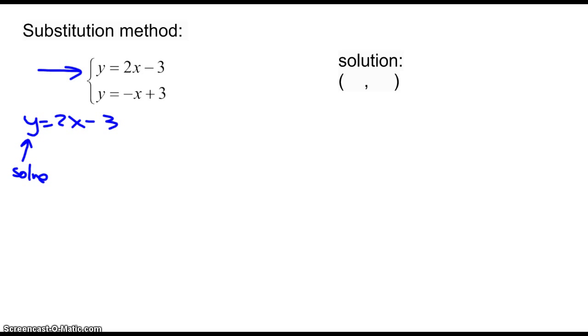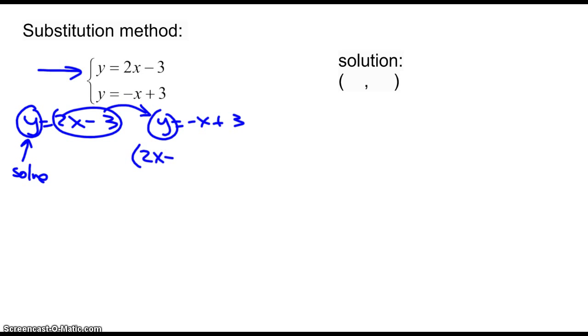That's convenient. So what we're going to do then is take the second equation, and wherever I see a y, I'm going to substitute in what the first equation says y is equal to. Okay, so I'm going to write the second equation over again, but instead of y, I'm going to put 2x minus 3. So I'm essentially substituting 2x minus 3 in for the y in the other equation. Now, let me get rid of that parentheses there because it's not really doing anything.